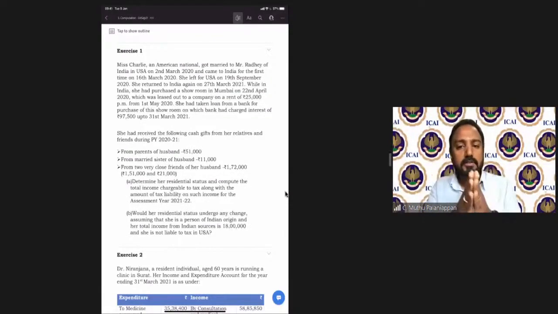So she has been here in India for this in-between period. She has returned to India again. She has come back on 27th March 2021.